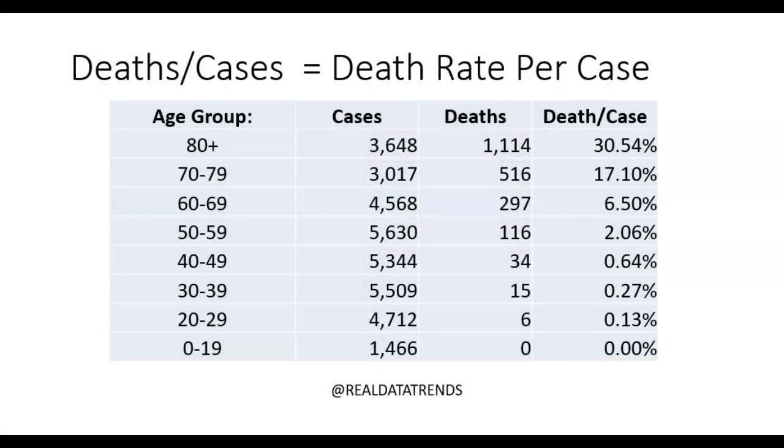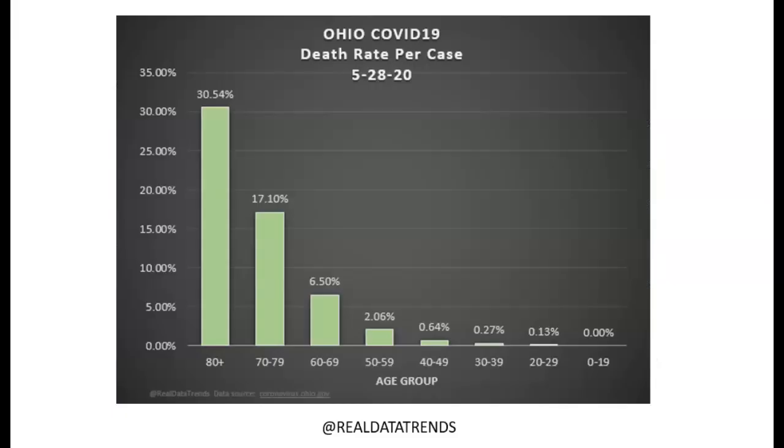Put another way, this explains if someone is diagnosed with a case of COVID-19, what is the percentage chance of their death? This chart summarizes the previous table, and it shows that people 80 and older have a death rate of 30.54% once diagnosed with COVID-19. Those in their 70s have a death rate of 17.1%. Those in their 60s, 6.5%.